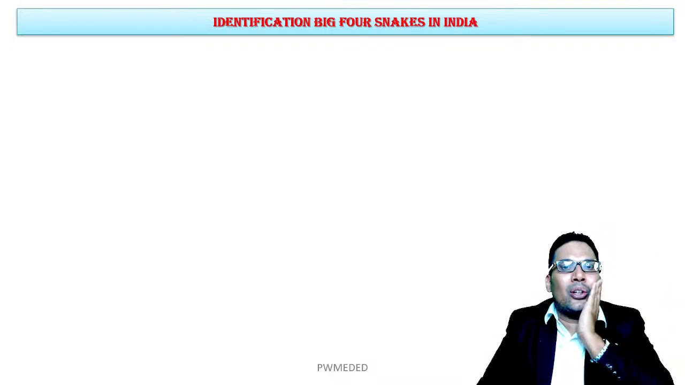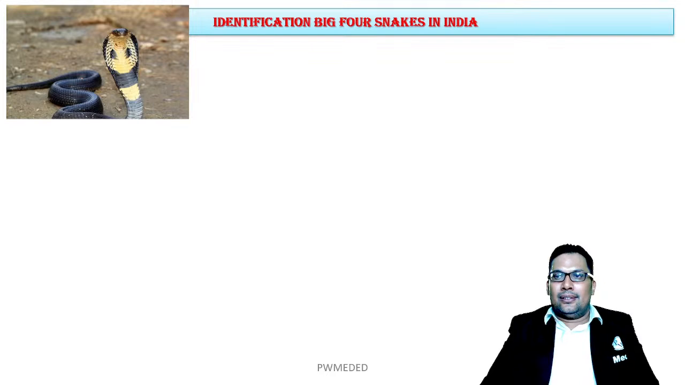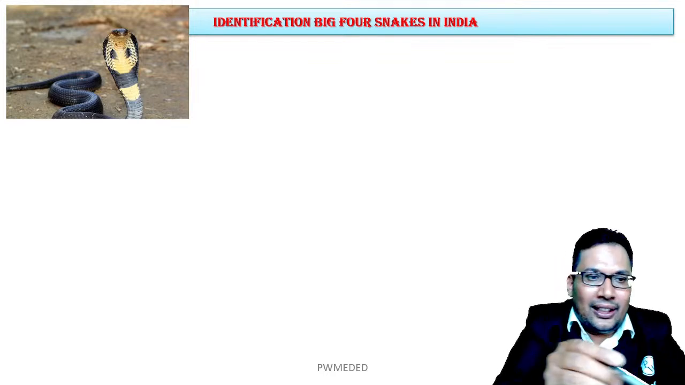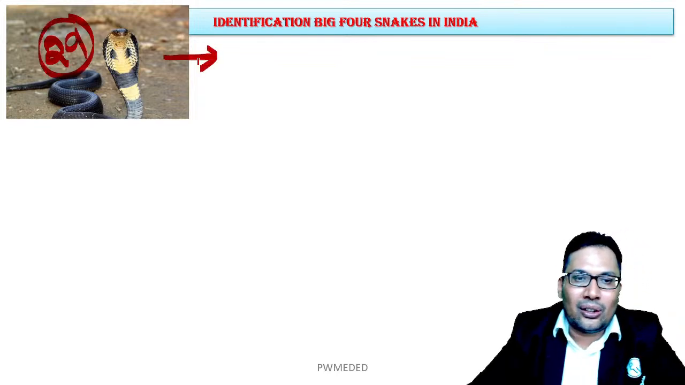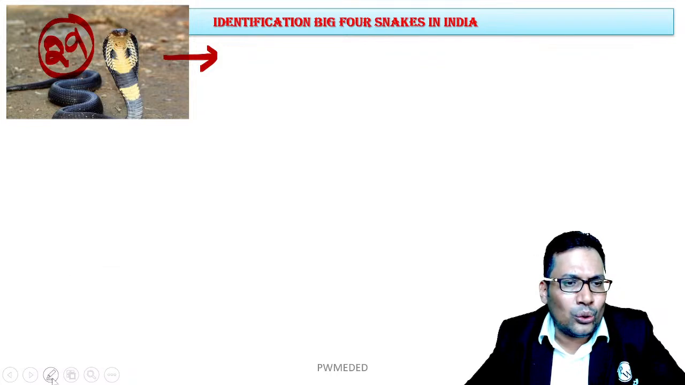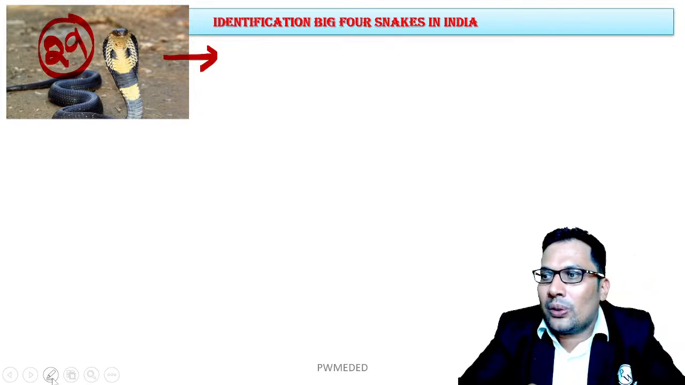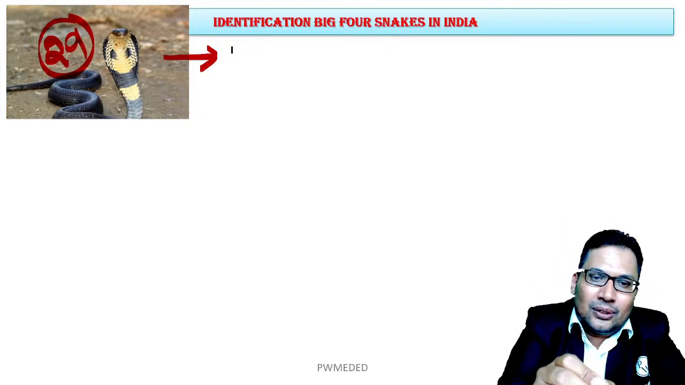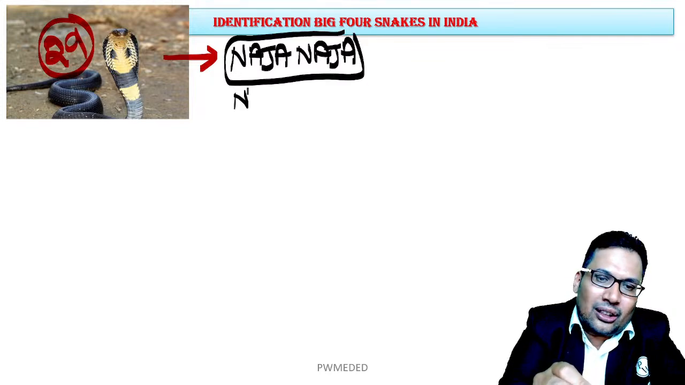Then some snakes. We are going to discuss snakes now, a very important topic. Look at this. What snake is this? This is 29. You can see there is a hood, and a spectacle mark. So what is the answer? This is Naja. Remember, it is neurotoxic.